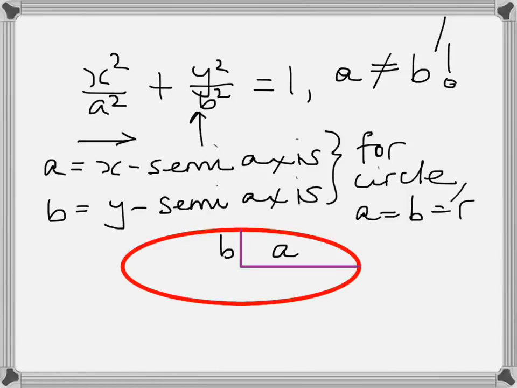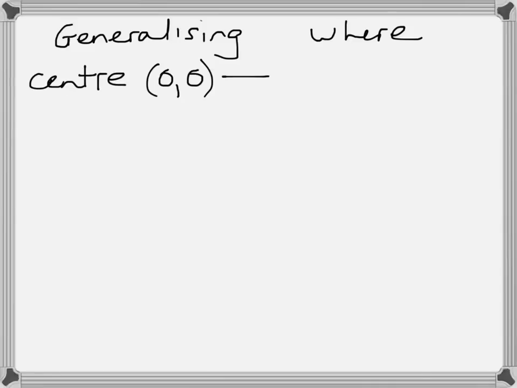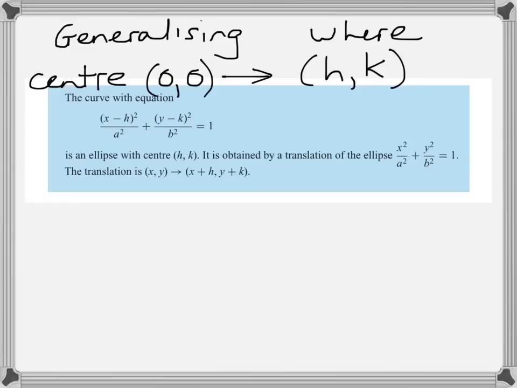Yes, there we have a little diagram for you, and a is the x semi-axis and b is the y semi-axis. Right. Good show. Now, we're going to generalise this. What about if we change the centre of our ellipse from the origin to a point h, k? What would we get now? Well, stand by. Oh, wow, look at that.